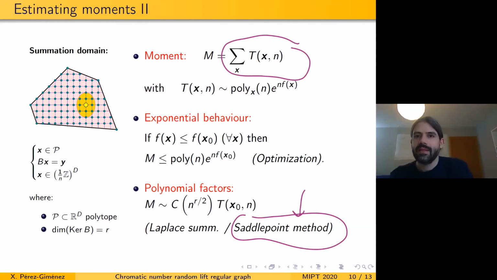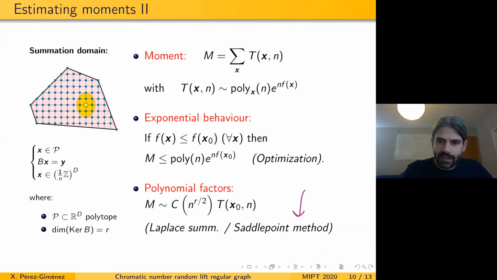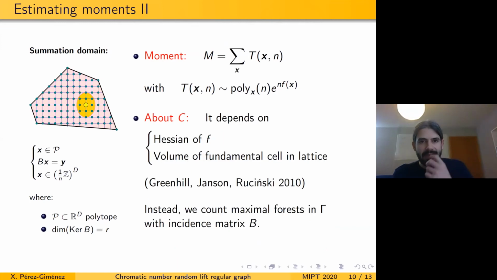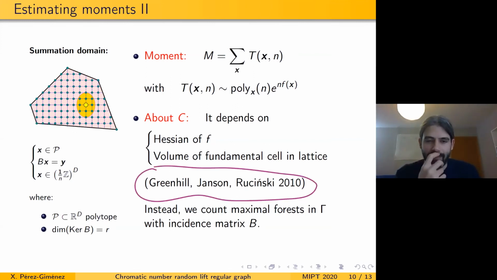But this generating function arises naturally in some of the cases, but in some others we couldn't find an easy way, so we used a different technique. So I'm not going to talk at all about the saddle point method. I'll say something about this. We use a method inspired by what they do in a paper by Greenhill, Jansson, and Ruciński.